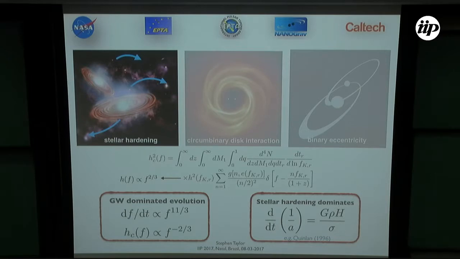But if stellar hardening, these scattering events, dominate the evolution, then you have different orbital evolution of the binaries. When you work it out, that actually gives you an f dot of f to the 1/3, which means that at lower frequencies you've got a positive slope instead of a negative slope. And so at some point, you'll get a sort of handshake between where stellar hardening dominates and where gravitational waves dominate. That gives you the turnover.